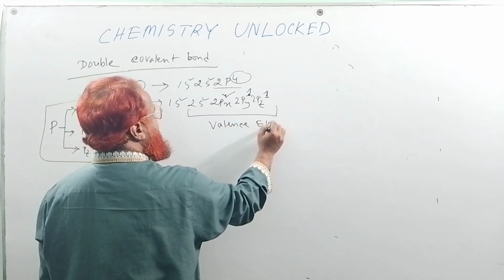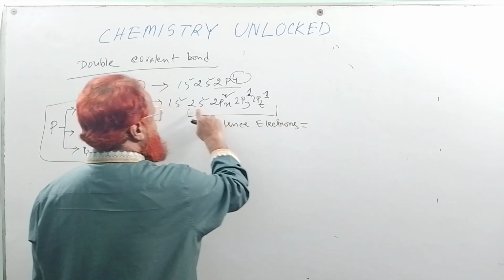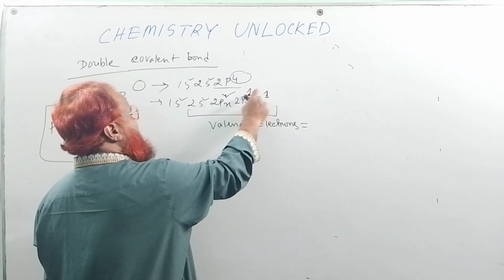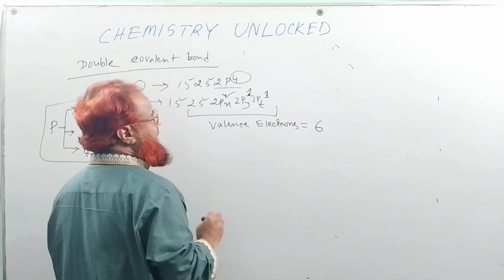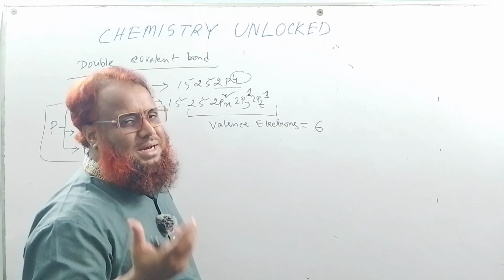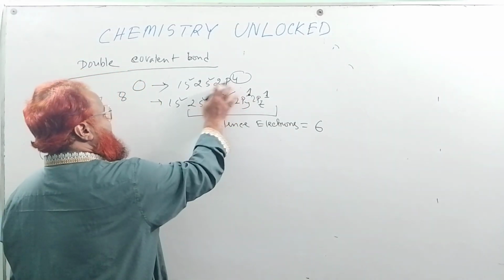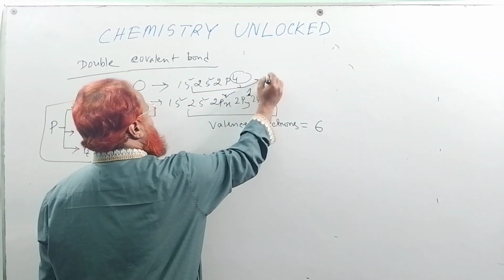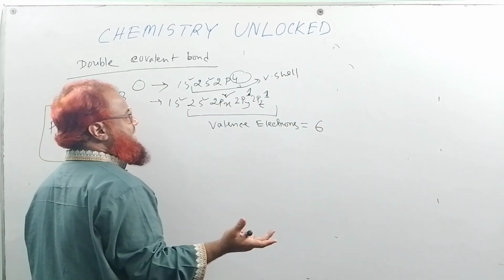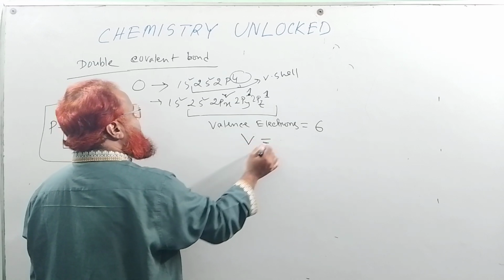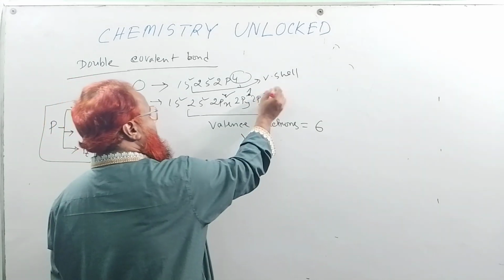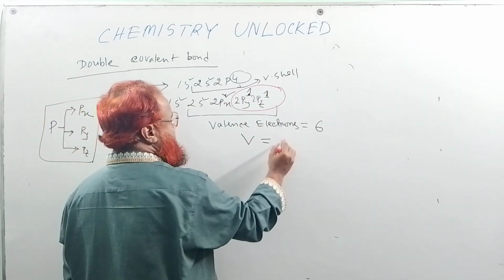In the valency shell, the total electrons are the valency electrons. Valency electrons here are 2, 4, 5, 6. The total electron number present in the valency shell is the valency electron count. Valency shell means the last orbit or last shell. These total electrons present in the valency shell are known as valency electrons. But the number of unpaired electrons, unpaired meaning the single electrons that are not paired, will be the valency.